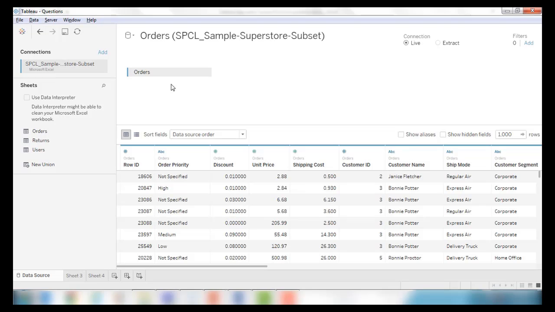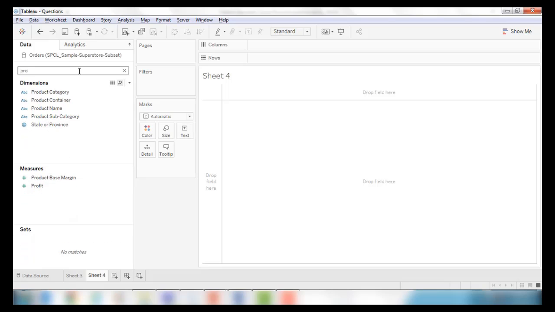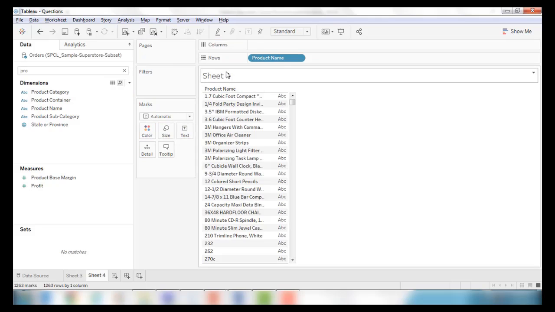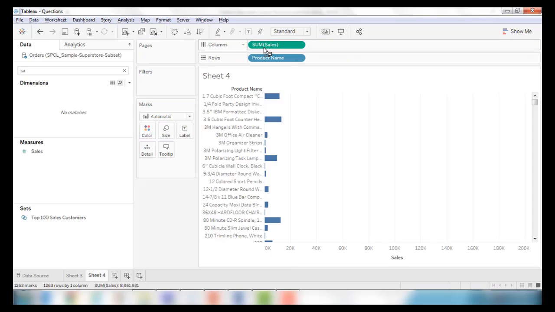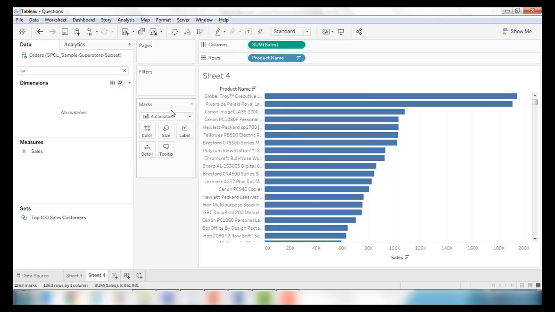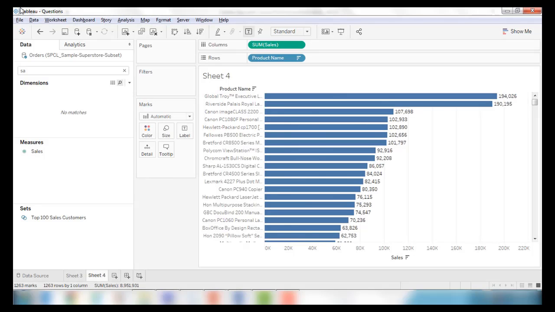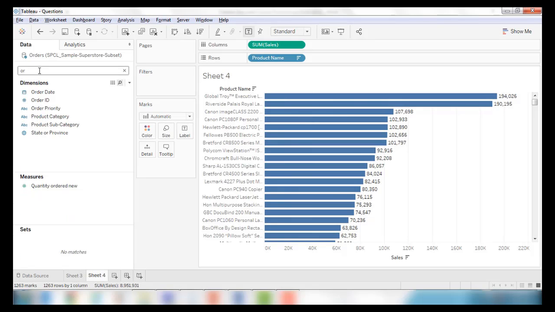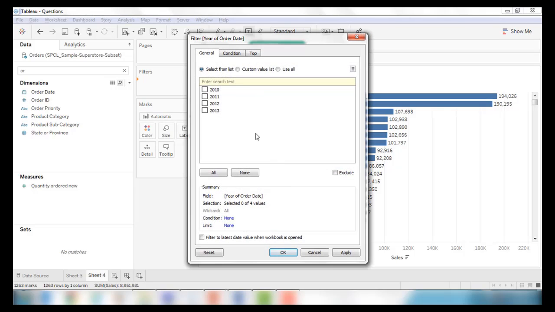Data is already loaded. Now let's go here. We need to find the product name, and we need to find the product with the maximum sales. So let's find the sales, put it here, and let's put it in the descending order. Enable the labels, and the year they have mentioned is 2012. Let's put the year 2012.